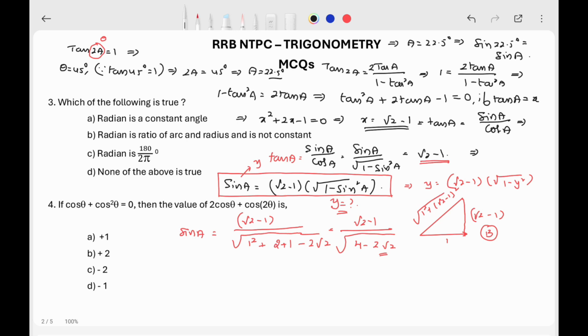This is the depth to which the questions may be asked. I have coupled algebra with trigonometry. I have seen some questions on trigonometry coupling algebra and trigonometry, and I have given you in-depth questions. Third question. Which of the following is true? He is asking about radian.